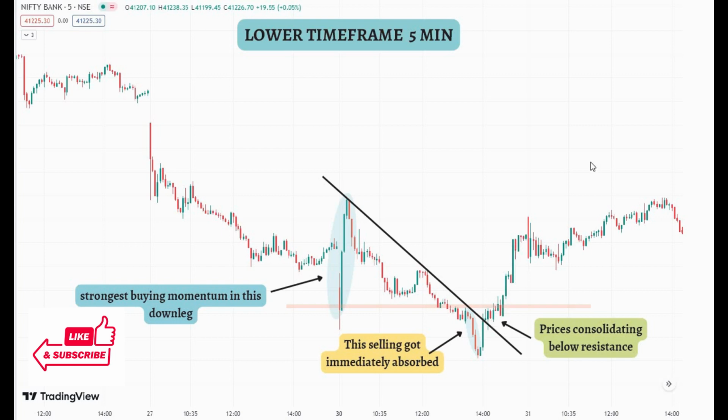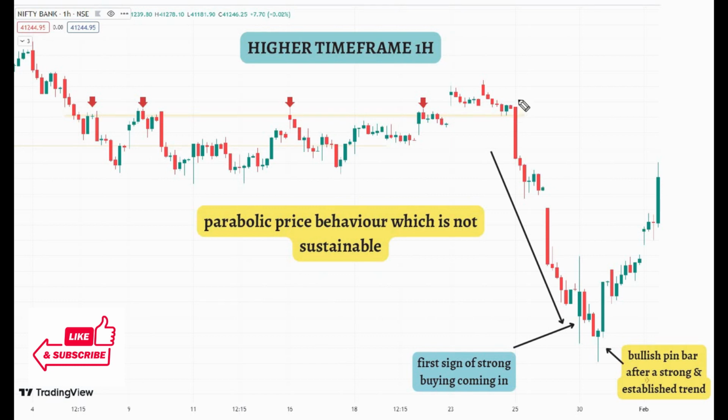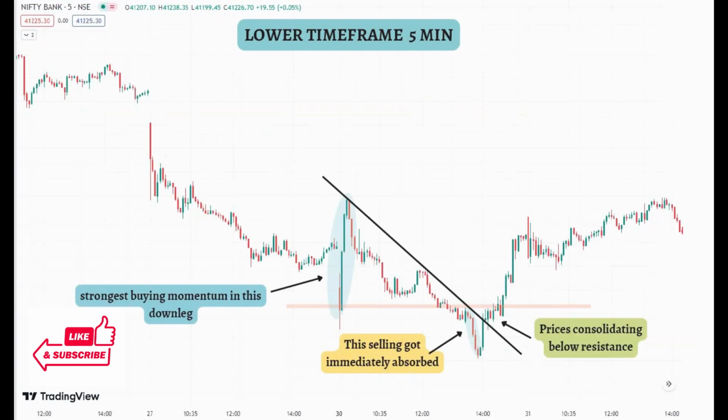Okay, so I hope you got this very important point. Always remember the context. On the higher time frame, prices are continuously moving towards the downside. Then we saw sharp buying momentum. Then we saw a bullish pin bar exactly at the demand zone, from where previously we saw sharp buying momentum. So this is the context, the sentiment of the market. Now we will look into the 5-minute time frame to find our entry.